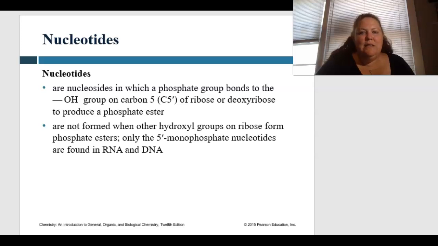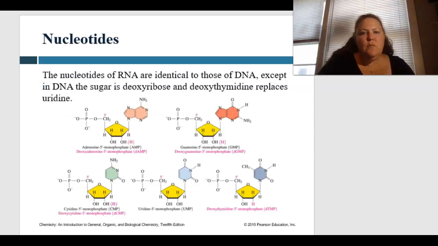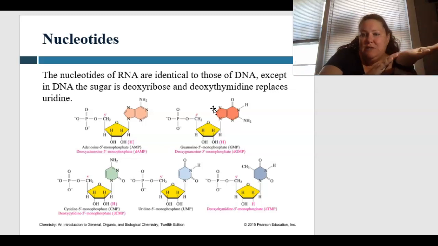Now, nucleotides are nucleosides in which phosphate groups bond to the OH, or hydroxyl group, on carbon 5 of ribose or deoxyribose, to produce a phosphate ester. They are not formed when other hydroxyl groups on ribose form phosphate esters, only on the 5' monophosphate nucleotides that are found in RNA and DNA. So those RNA nucleotides are identical to those of DNA, except for, remember, the DNA sugar deoxyribose, and deoxythymidine replaces uridine. Okay, so DNA has T's, where RNA has U's.